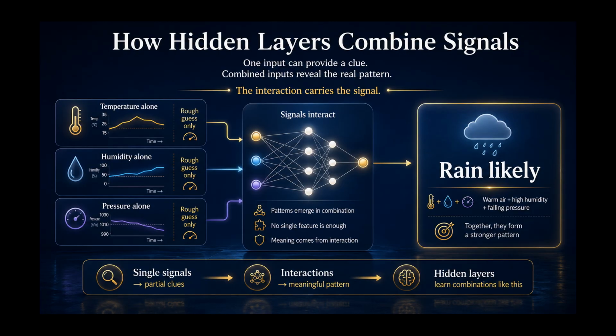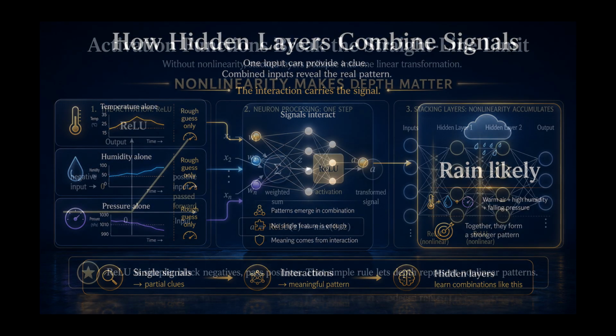Warm temperature by itself does not mean rain. High humidity by itself does not guarantee rain. Falling pressure alone is incomplete. But warm air, high humidity, and falling pressure together can indicate that rain is likely. The interaction carries the signal.